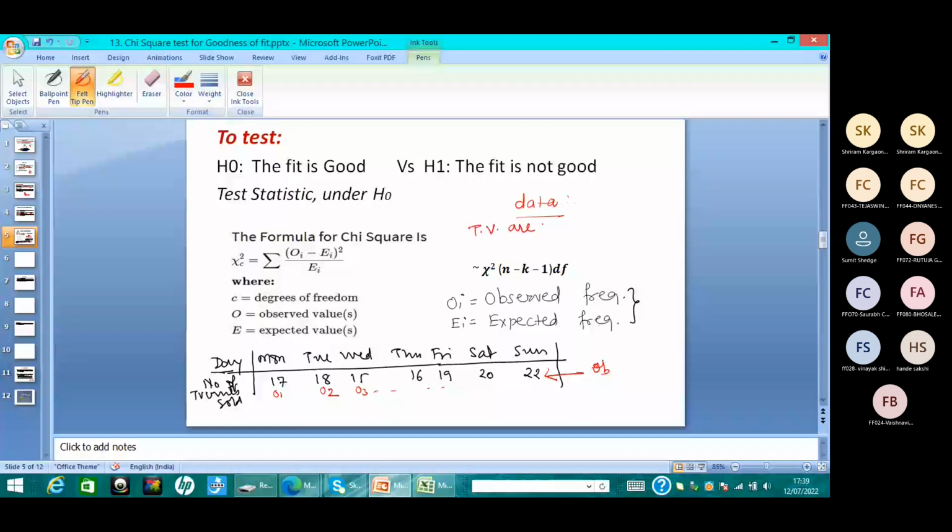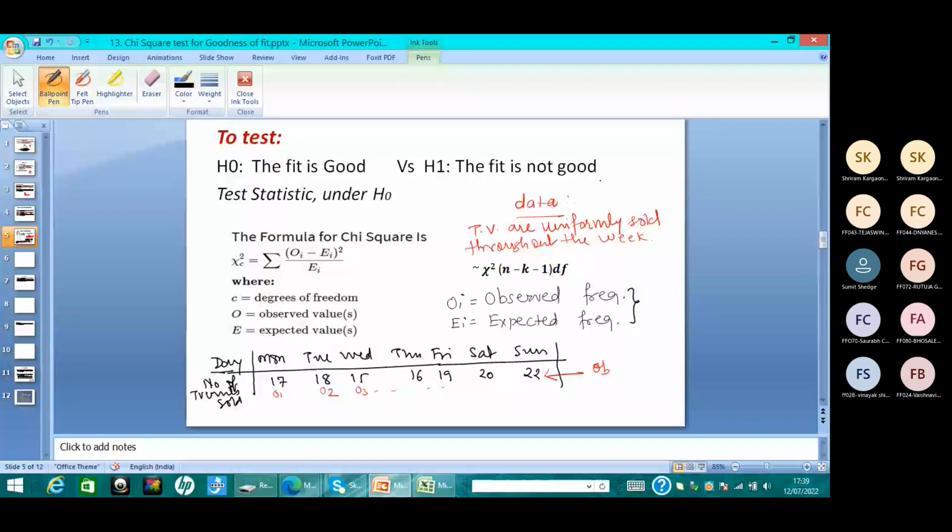Television sets are uniformly sold throughout the week. Now when I say uniformly, then there must be an equal number of sales, isn't it? So what I do, I simply take the total frequency and divide equally. I am calling the first one the observed frequency, which is the original, and this is the expected.